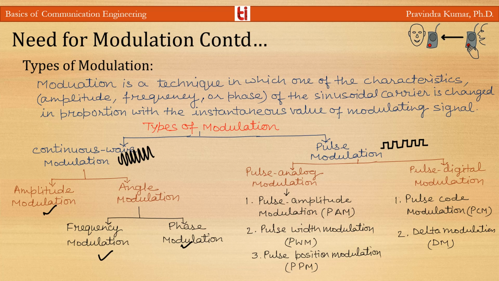In pulse digital modulation, the techniques used are pulse code modulation, where the analog signal is converted into digital form, 1 0 forms, and we get a coded pulse train. Another technique is delta and adaptive delta modulation. We will discuss these in the coming lectures.